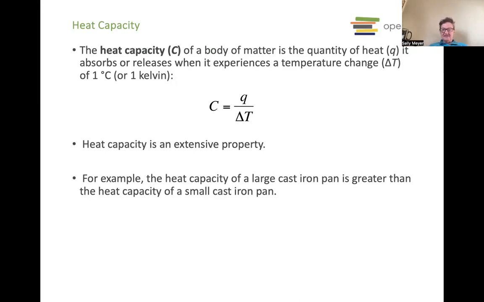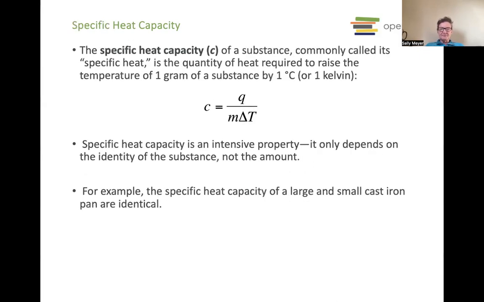Heat capacity is an extensive property, which means it depends on how much you have. For example, the heat capacity of a large pan is going to be greater than the heat capacity of a small pan, even if they're made out of the same material, which makes sense. So the specific heat capacity allows us to make more sense out of that, to take into account that a different quantity is going to have a different heat capacity.